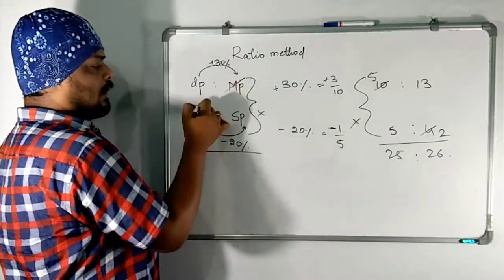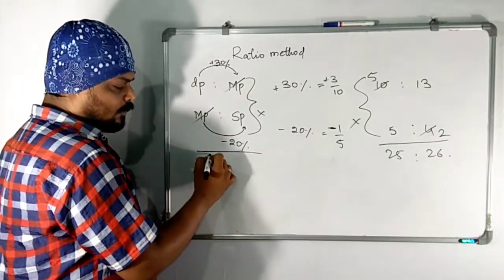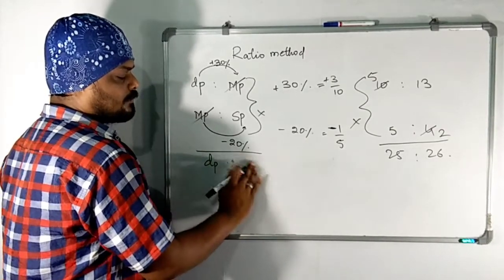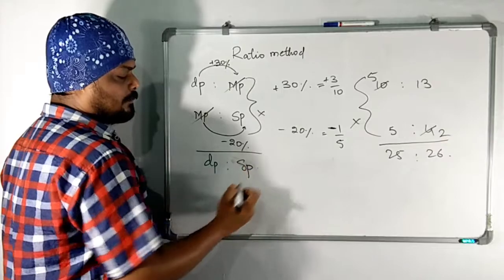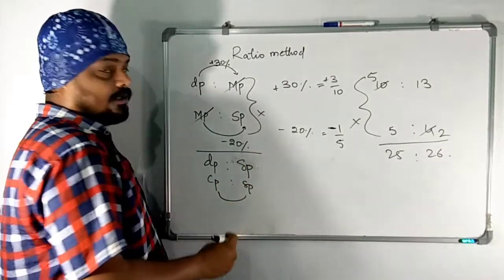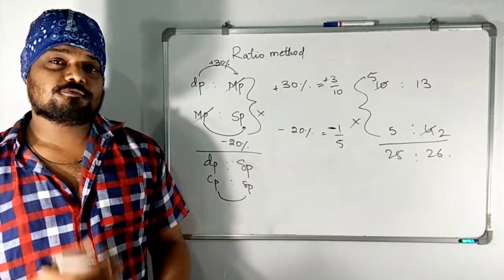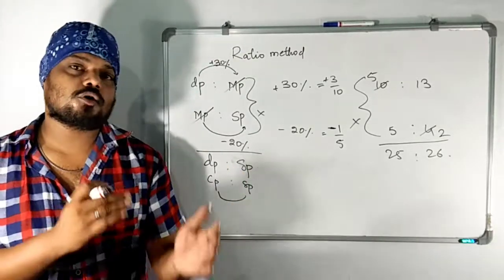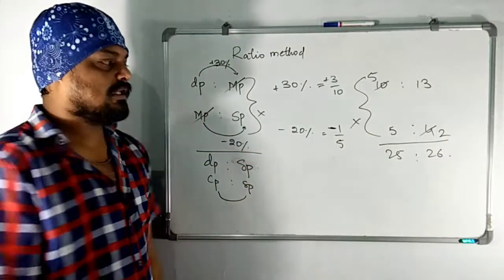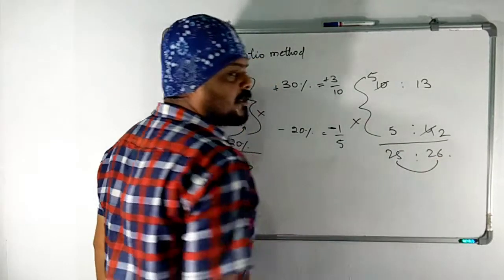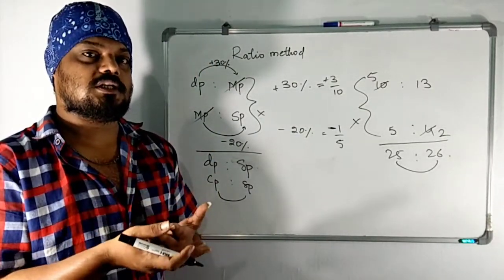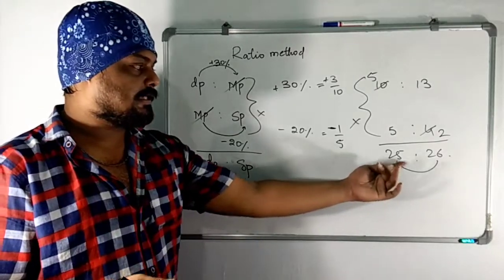What do we get here? Market price gets cancelled, and what do we get here? Decided price and selling price. So let us assume decided price as cost price and selling price. At the starting of the video, I told you if we compare cost price and selling price, we will get a profit or loss. So what is here? It is profit. That means he got more percentage value. He got more on the decided price.